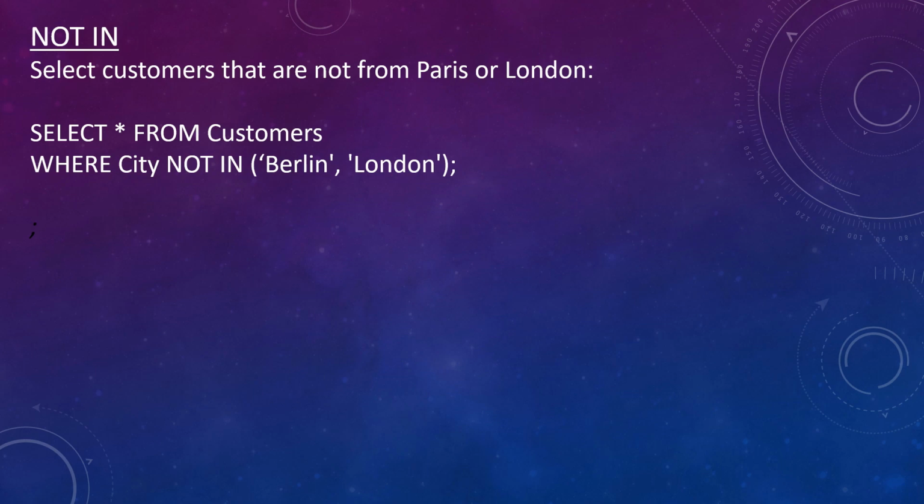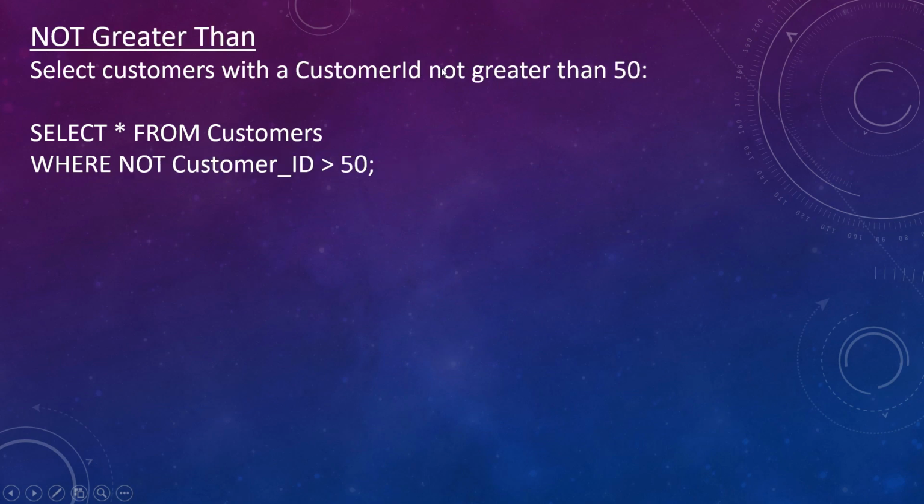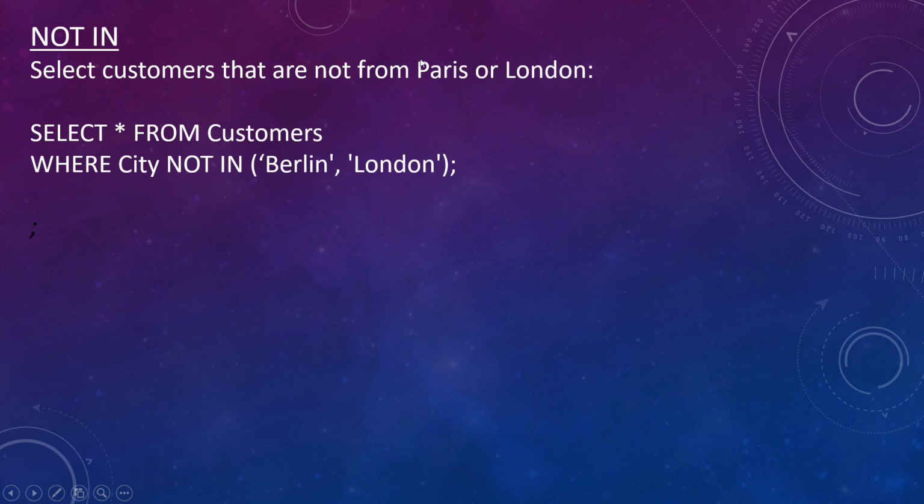Then similarly we can have NOT IN, so select customers that are not from Paris. Since Paris is not in our table, we will say select customers that are not from Berlin or London. In that scenario, I will write the query like this: select star from customers where city not in. So I'm writing not in for city. So this will give me all the records from the customer table where the city is not Berlin and London. Any city can be there, but Berlin and London should not be there.